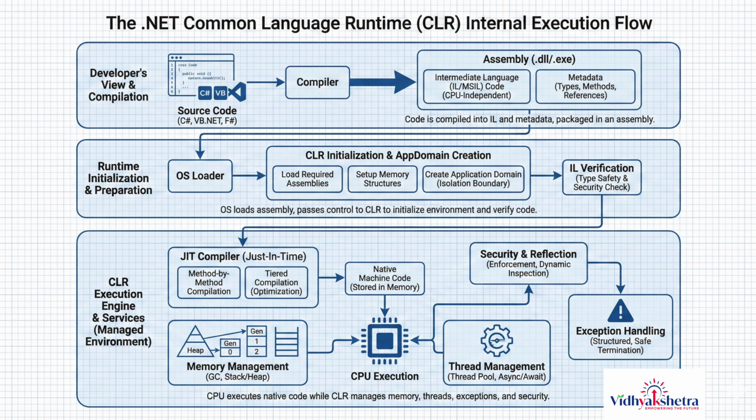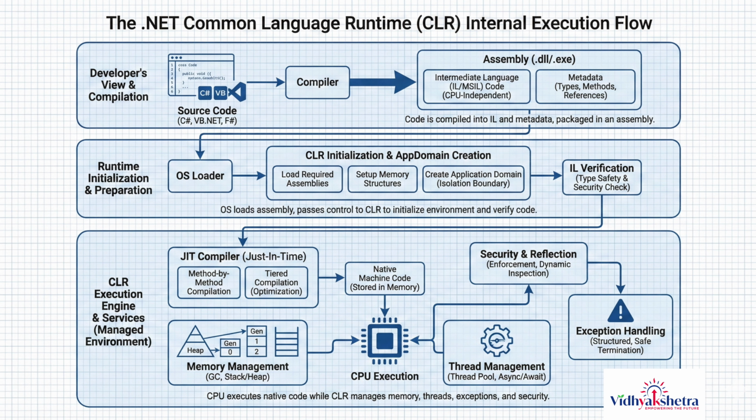The complete internal execution flow of a .NET application can be summarized clearly. First, the developer writes source code. The compiler converts it into IL and metadata and packages them into an assembly. When the application starts, the operating system loads the assembly and hands control to the CLR. CLR initializes the runtime, loads required assemblies, verifies IL, and sets up execution environments.